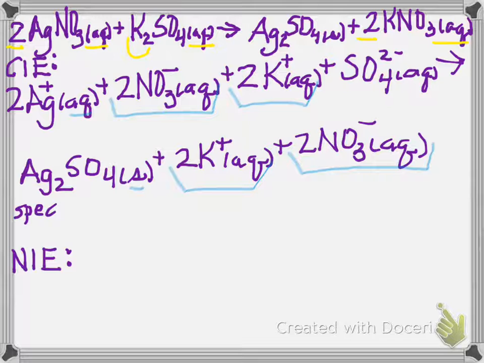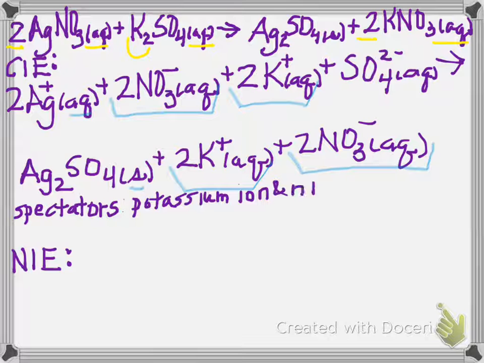So again, if you're asked to identify the spectator ions, you have 2 choices. I don't care which way you do it, just make sure you do one way or the other. So I can say that my spectators are potassium ion and nitrate, and so I can use their names. I just have to make sure for my metal that I use the word ion. Or you can write their symbols. So you can say it's K plus and nitrate. Doesn't matter to me.